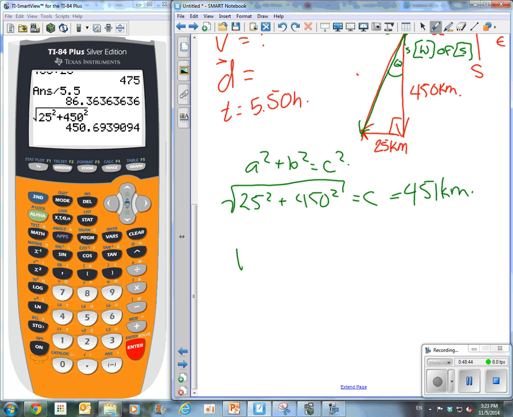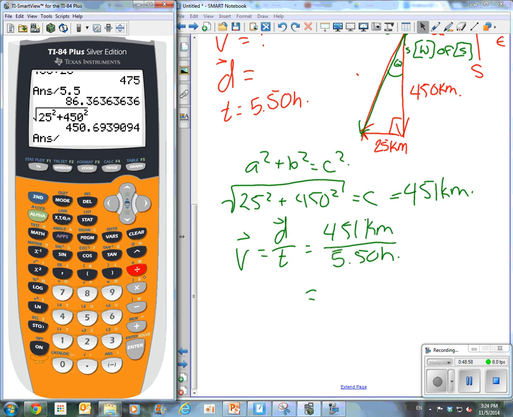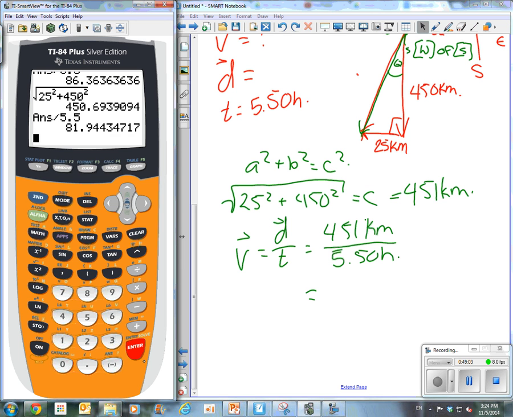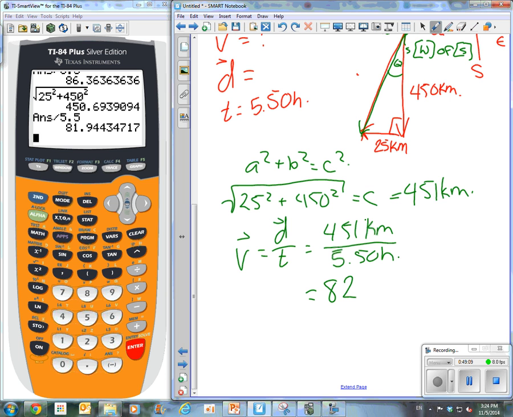All right. Now, if I was to figure out my velocity, velocity is displacement over time. So now we're going to do 451 kilometers divided by the 5.50 hours. I'm going to keep all of the significant figures in here because I want to be as accurate as possible and only round at the end. So this becomes now 82 kilometers per hour. Now I need to state direction. So again, we're going to do tan theta equals opposite, so in this case 25, over adjacent, which is 450.